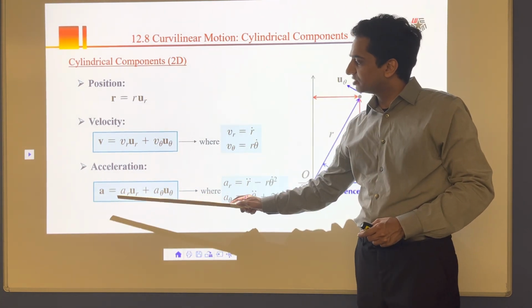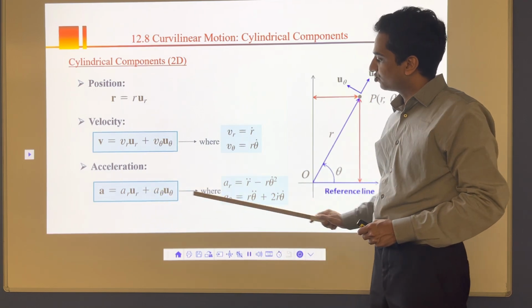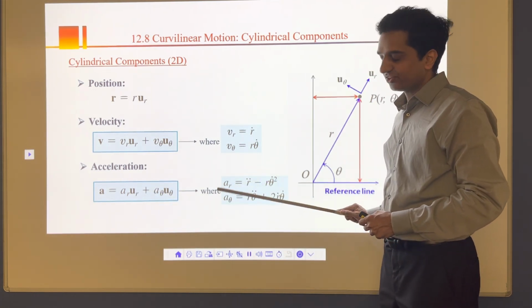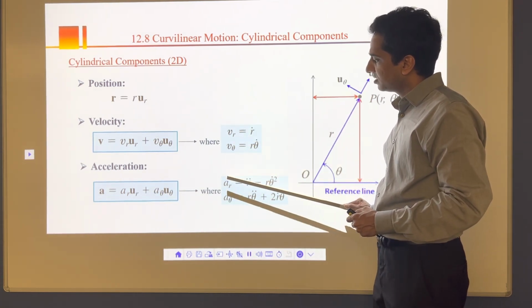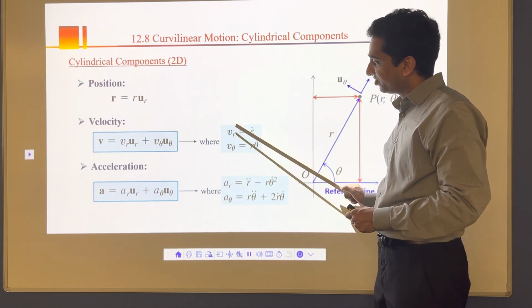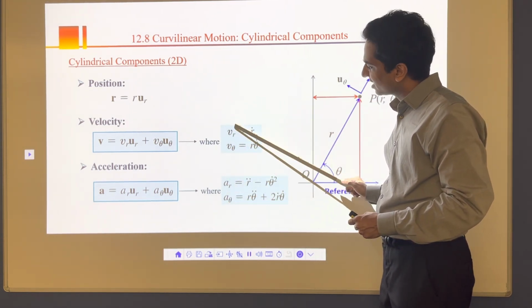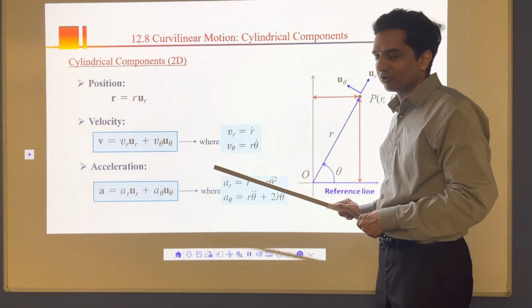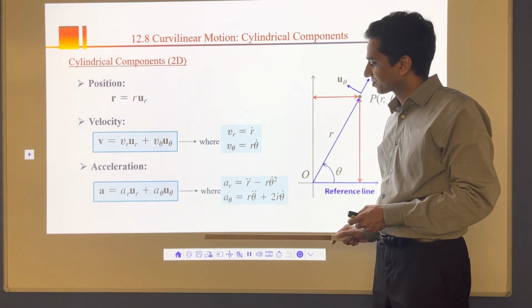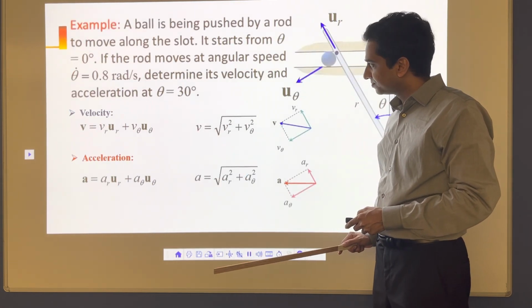And acceleration will become AR ur plus A theta U theta, and these are the same definitions that we are going to use to calculate Vr, V theta, AR and A theta. This is the important part. Most likely you have to calculate these 4 things to get your velocity and acceleration. So let's directly jump to the problem.